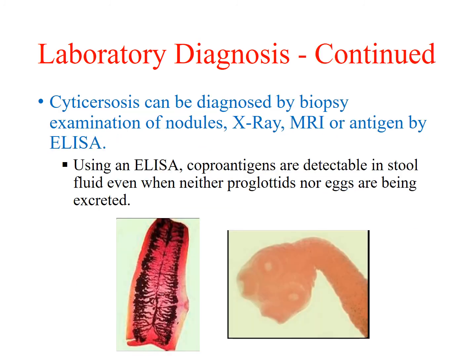The fourth method is that cysticercosis can be diagnosed by biopsy examination of nodules, X-ray, MRI, or antigen detection by ELISA. Using an ELISA, coproantigens are detectable in stool fluid even when neither proglottids nor eggs are being excreted. Another diagnosis we can use is eosinophilia. Elevated IgE levels are chief hematological findings. Also, Ziehl-Neelsen stain can be used to differentiate between mature Taenia saginata and Taenia solium in most cases. Taenia saginata will stain while Taenia solium will not, but the method is not strictly reliable.